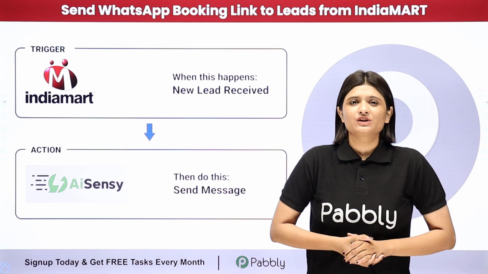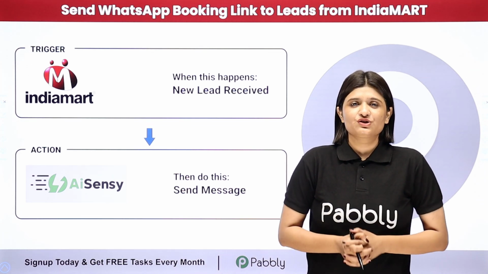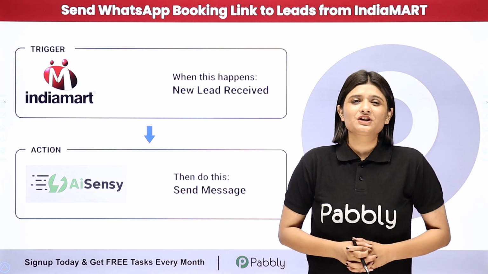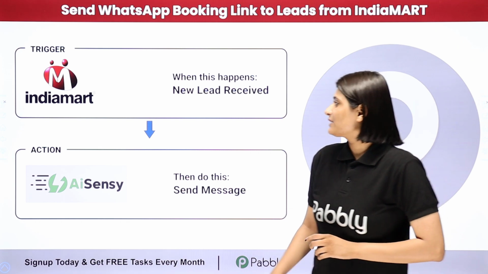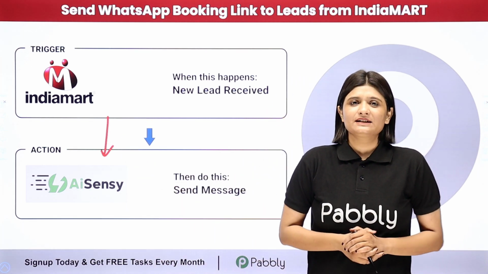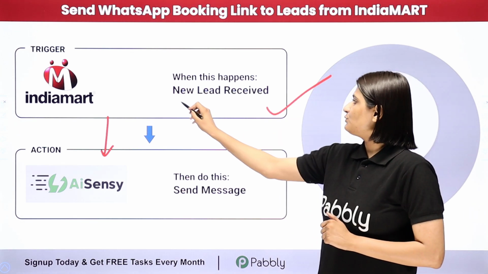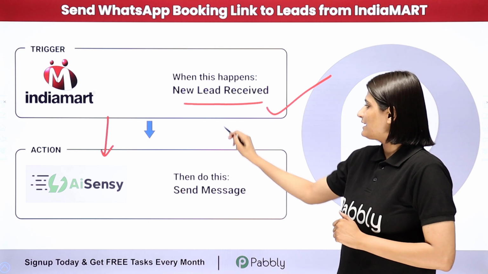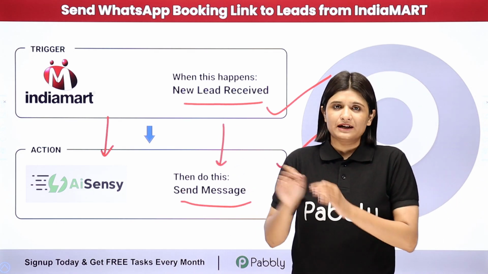To do this automation, I'm going to use Pabbly Connect. Pabbly Connect is an amazing automation and integration software which requires no coding or programming skills. Here I just need to build a connection between IndiaMART and AI Sensei. With the help of Pabbly Connect, I am going to build this connection in such a way that whenever I receive a new lead from IndiaMART, a message will automatically be sent with the help of AI Sensei, with a link attached to that message.